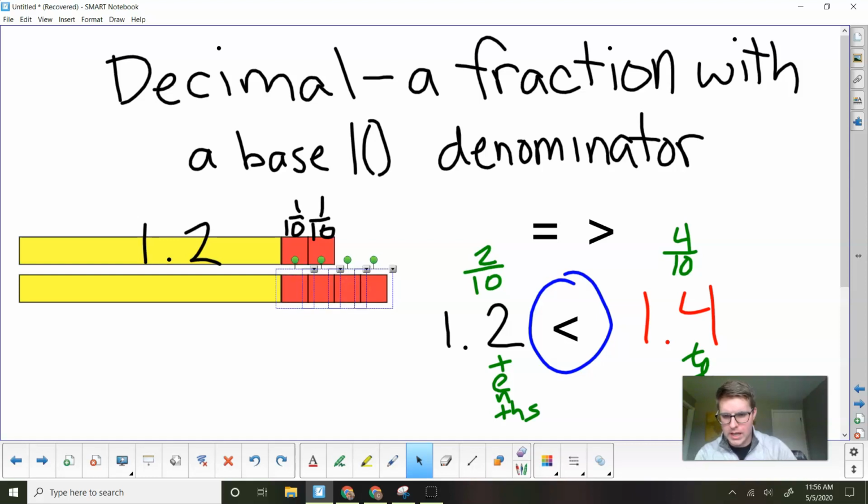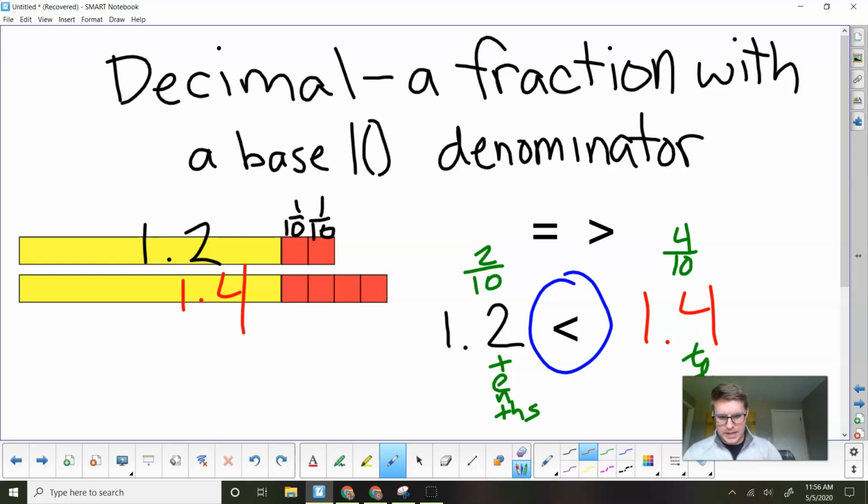Okay, it's as close as I can get it. Now, I'd better label this so I don't forget. This is 1.4, this whole thing. So, which is longer? Obviously, this guy comes out further than this guy. All right, so 1.4 is my greater fraction.